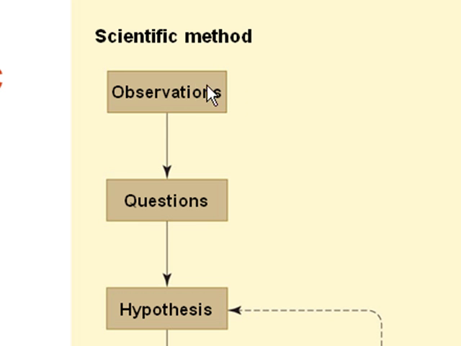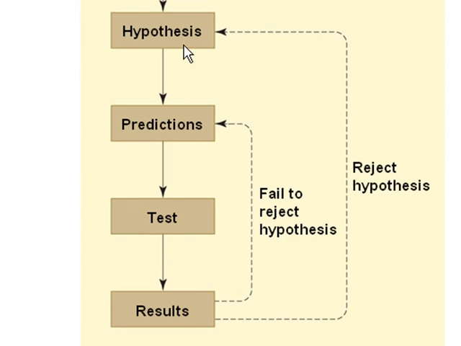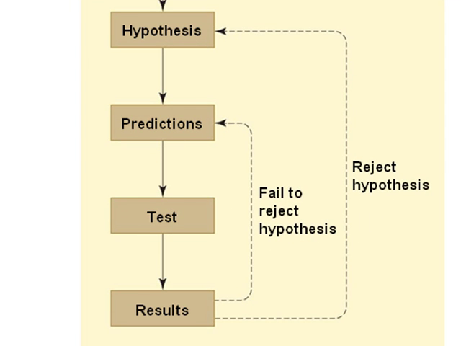That observation leads to a question. How does it work? Why is it doing that? What caused this to happen? Those questions lead to tentative explanations called hypotheses. Okay? Educated guesses. I think this is what's going on to cause that event. The hypothesis then is used to generate a prediction or group of predictions that can be tested, right, experimentally.